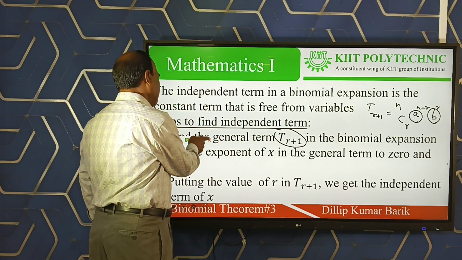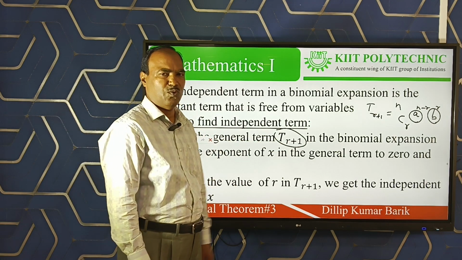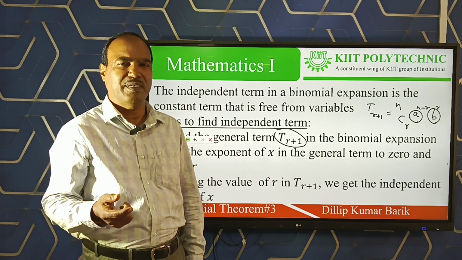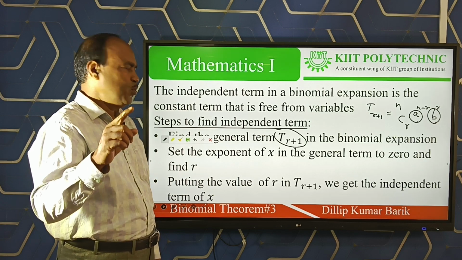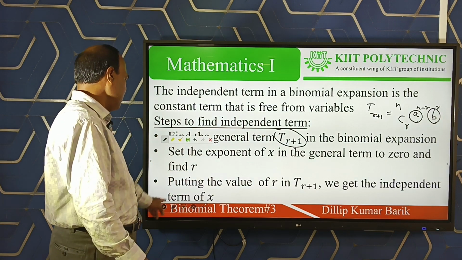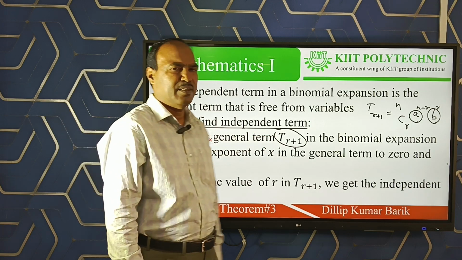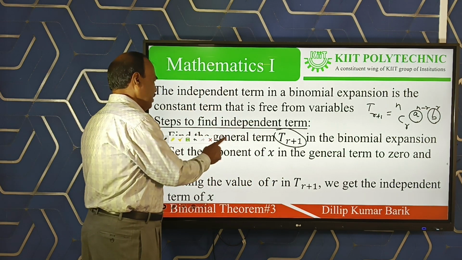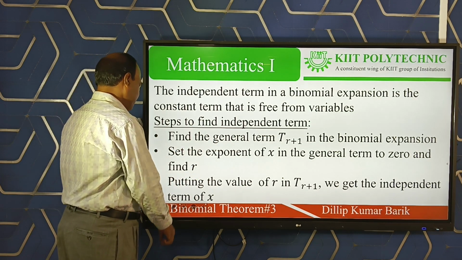Next, after finding the general term, set the exponent of x in the general term to 0. The exponent is the power of x in the first term and also the second term. After simplification and combining, we get a single x term whose power or exponent we take as 0, and find the value of r. Putting the value of r in the previous one, that means T(r+1), we get the required independent term of the given binomial expansion. Now, considering these three steps, come to an example.